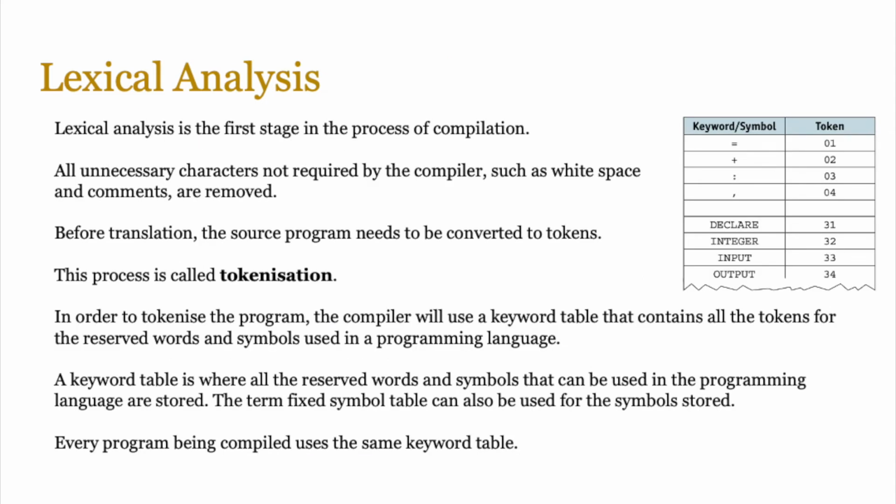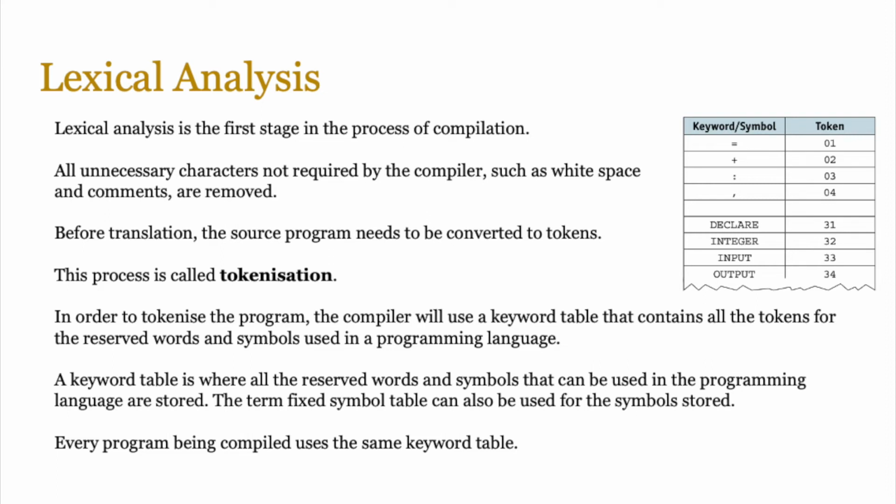And before translation, the source program needs to be converted to tokens, and this is where tokenization comes into play. It is at this stage the interpreter and also the compiler will convert all of those XYZ, the input and output statements, into tokens. Now, in order to tokenize the program, the compiler will use a keyword table that contains all the tokens for the reserved words and symbols used in the programming language. A keyword table is where all the reserved words and symbols are already stored.